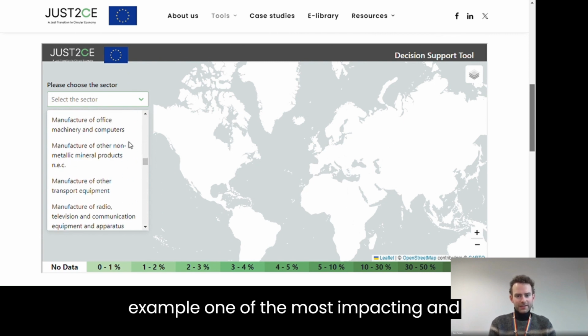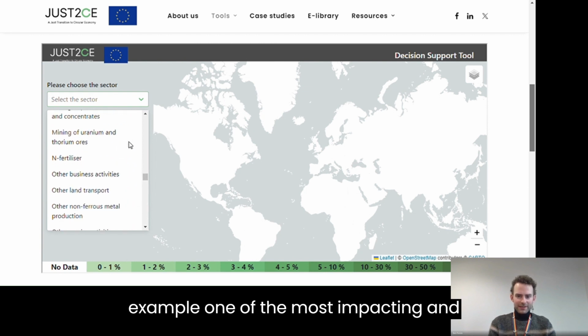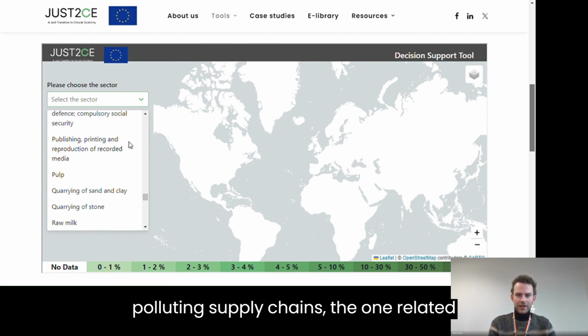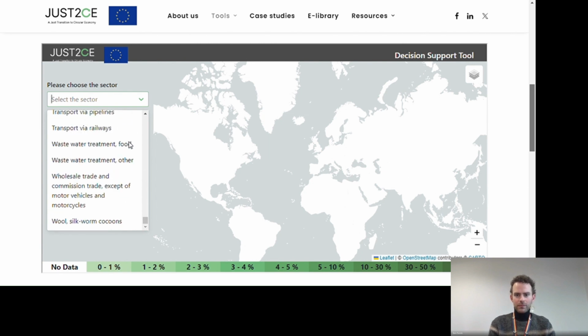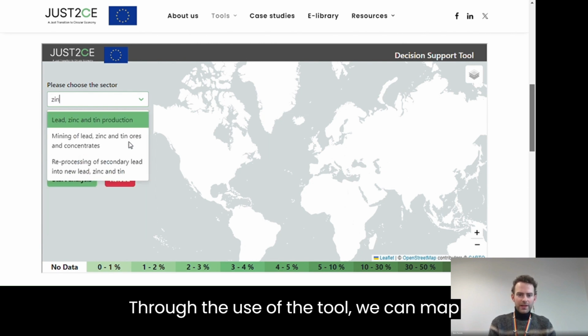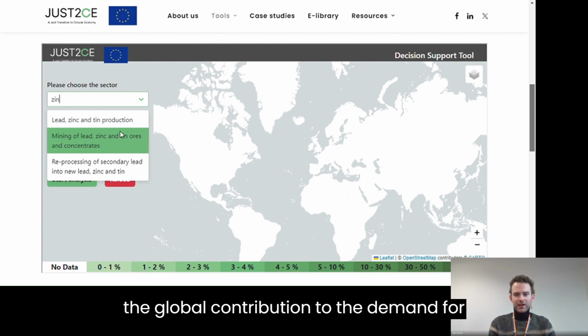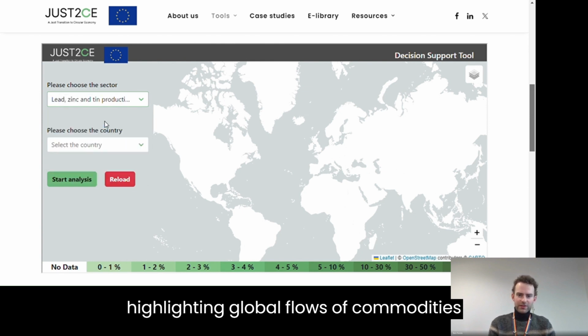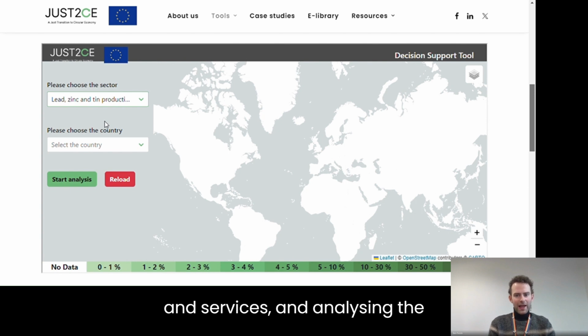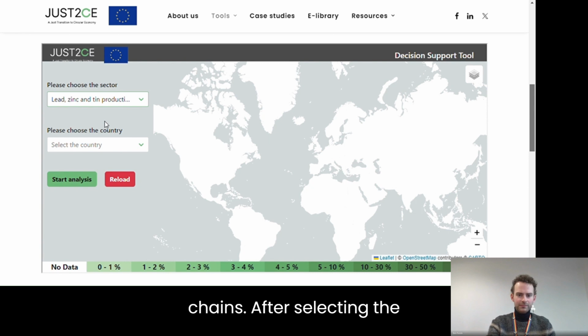Let's take as an example one of the most impacting and polluting supply chains, the one related to the production of lead, zinc, and tin. Through the use of the tool, we can map the global contribution to the demand for these products in a given country, highlighting global flows of commodities and services, and analyzing the geographical complexity of supply chains.